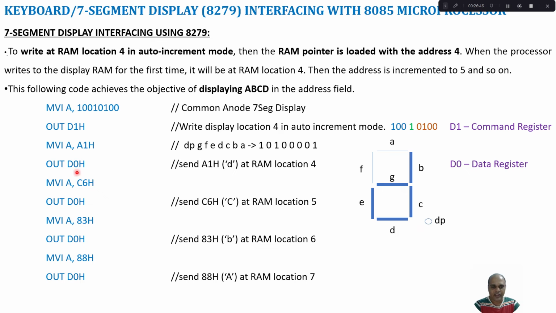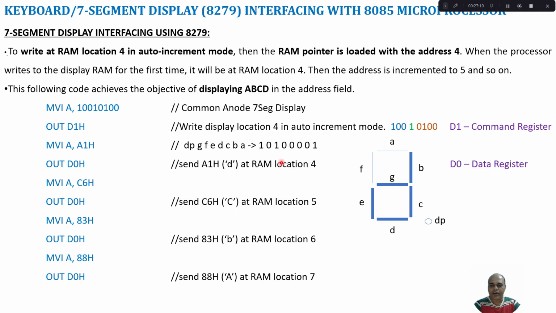Next, similarly C6 will be sent. So C6 will be sent to D0, which means the character C will be displayed. Next, A3 will be sent to accumulator. From accumulator it goes to D0, which means character B will be displayed. Same way 88 is sent to accumulator. From accumulator it goes to D0, which means character A will be displayed.